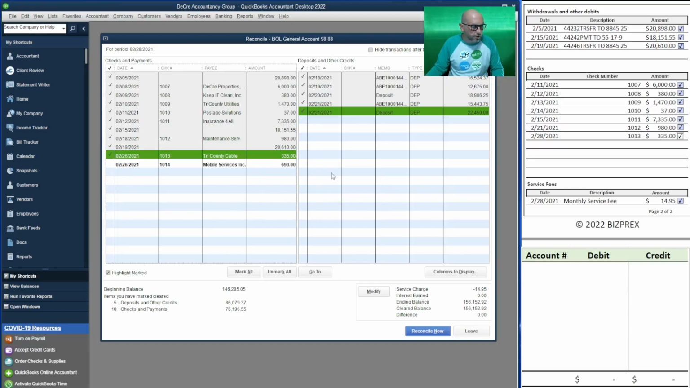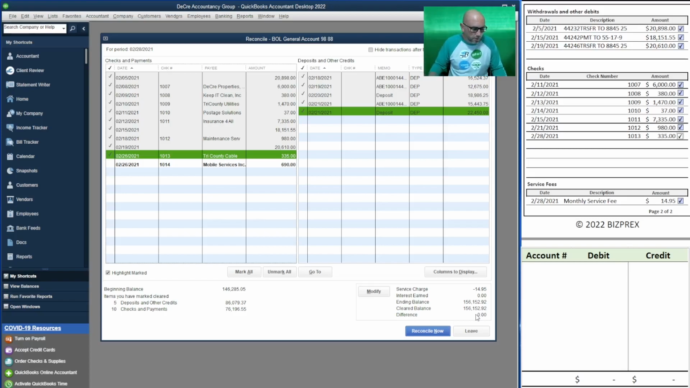We do have one check outstanding, check 1014 for mobile services, because we wrote it towards the end of the period, and therefore it didn't clear in February, which is fine. That's part of the deal, right? So we have that outstanding, even though we wrote that check. But again, what matters is the difference right here, and it's 0. That means we completed our reconciliation. It matches. Checks do carry over to the next period.